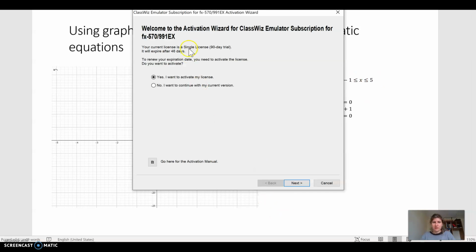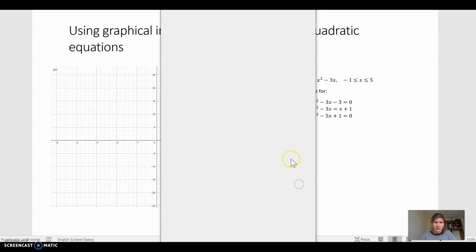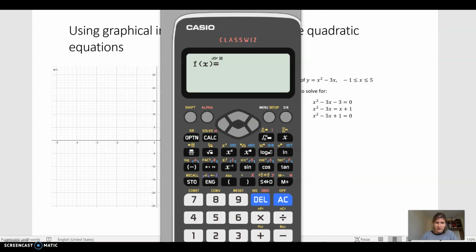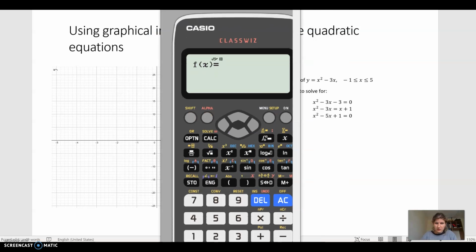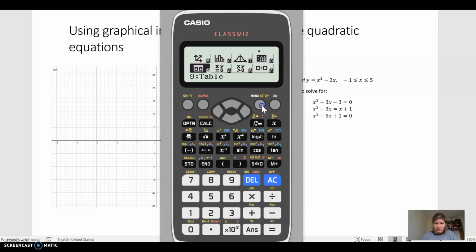Now I'm just going to use my Casio calculator that I have here. On that, I'm going to go into table, which is number 9. It was already there, but just so you guys remember, on mine it's number 9, on yours it's probably number 2 or number 3 or something. Then I'm going to type in x squared minus 3x, because that's what I want to sketch.